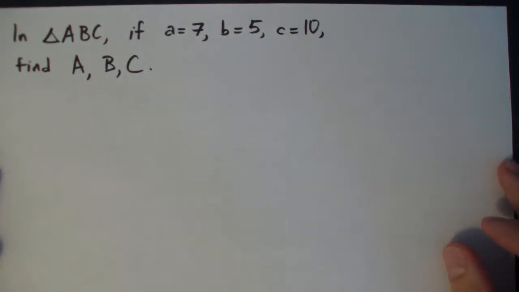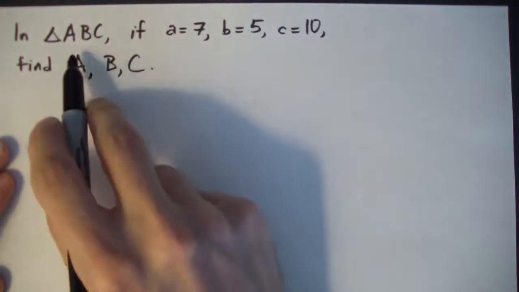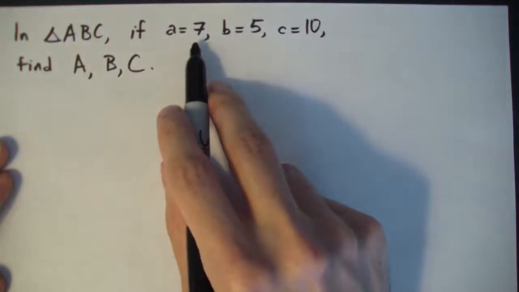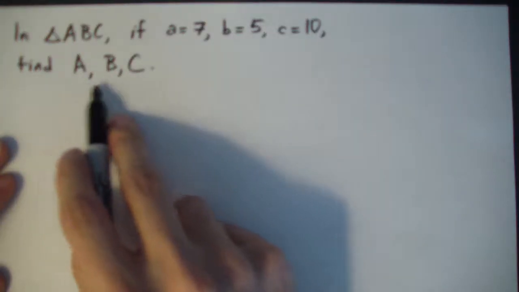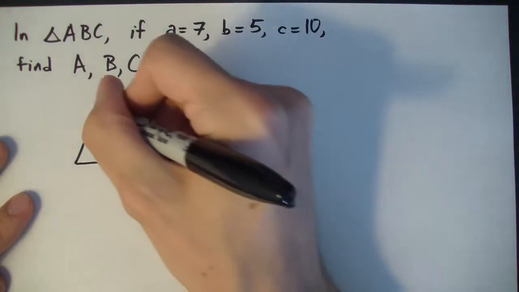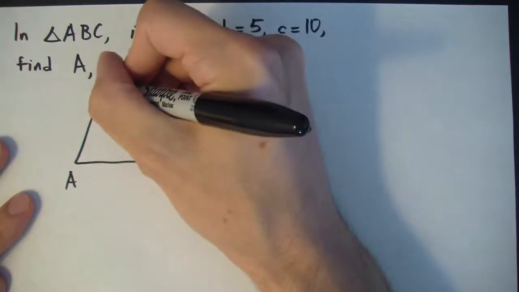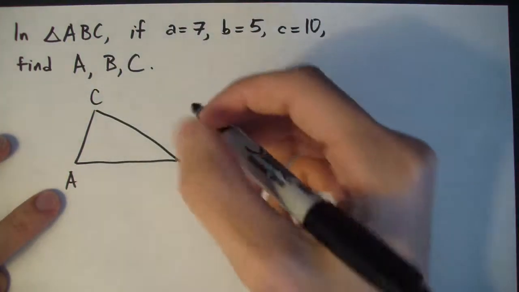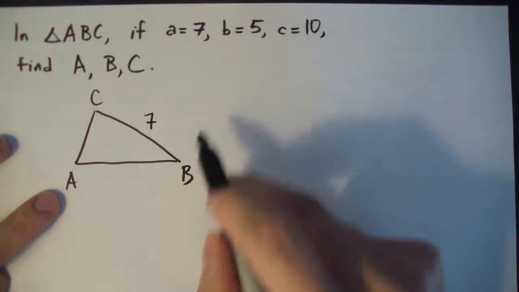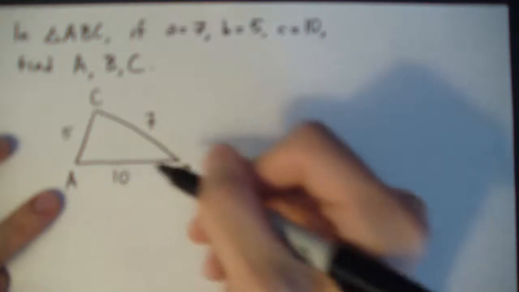Now, in a side-side-side situation, we'll see how we can find all of the angles of a triangle. So here we're given triangle ABC with sides 7, 5, and 10, and then we're asked to find the angles. So let's draw this. We're told that side A is 7, side B is 5, and side C is 10.